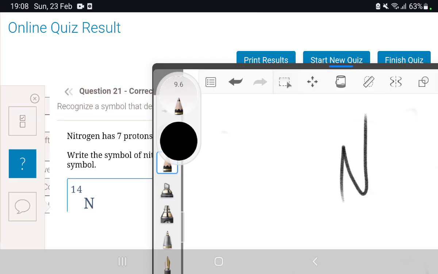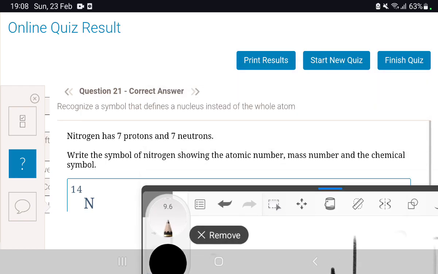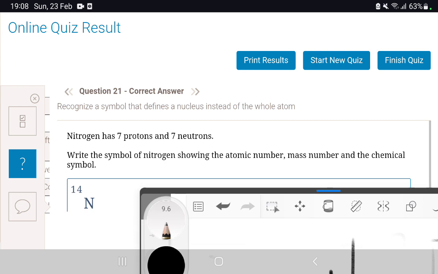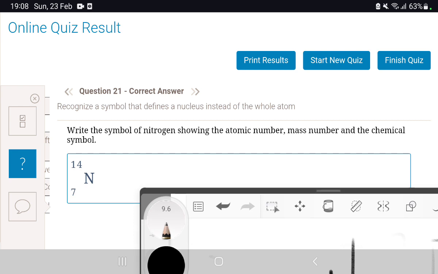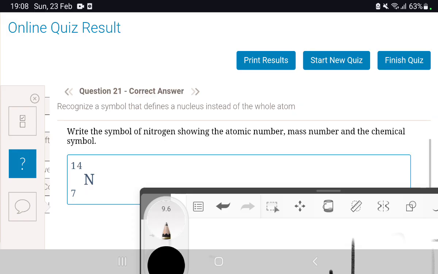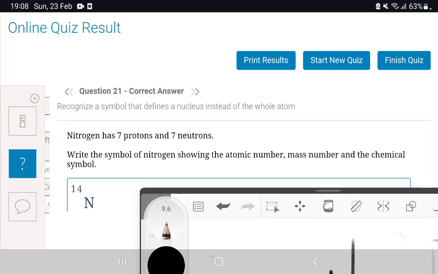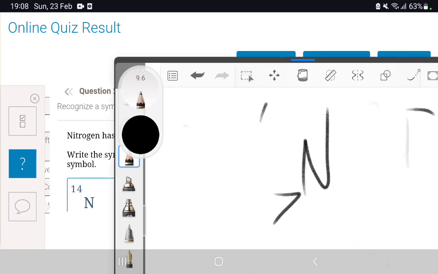Okay, we have nitrogen. We know that it has 7 protons and 7 neutrons. As we know, the atomic number, which is the one at the bottom, is just the number of protons. And the one on the top, which is the mass number, is the sum of both protons and neutrons. So 7 plus 7, which is 14.